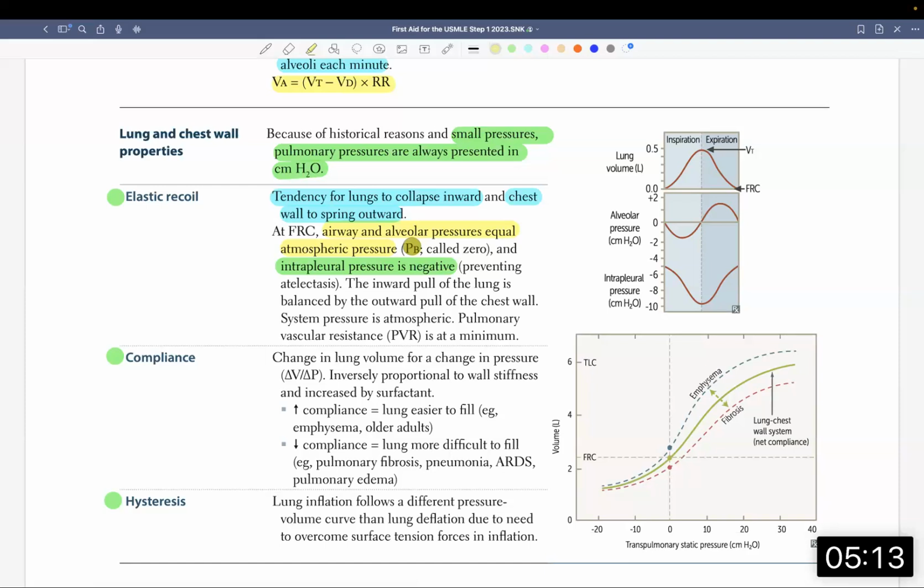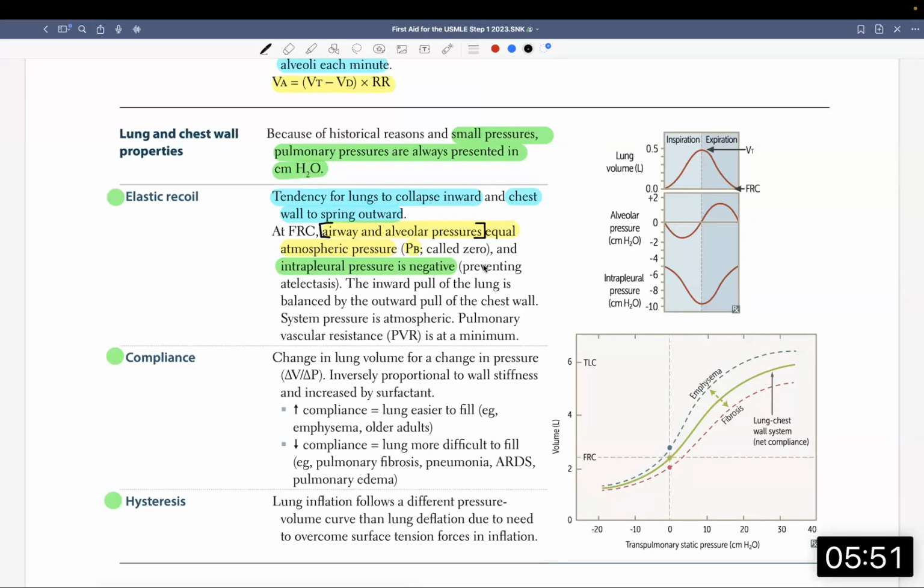Airway means outside or in the lungs? Airway means the conducting zone. The pressure in the conducting zone plus the alveolar pressure is equal to the atmospheric pressure, which is in the air outside. So the airway and alveolar pressure equals the atmospheric pressure at the functional residual capacity. So PB is called 0.